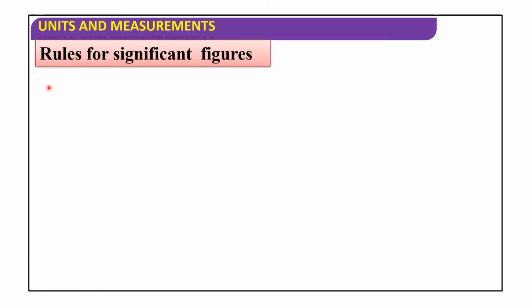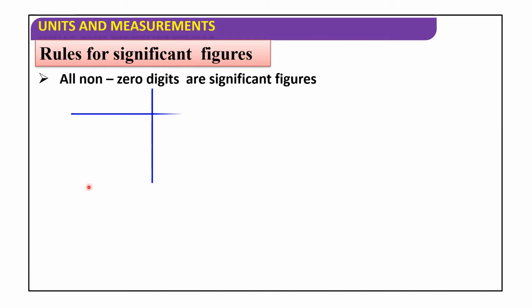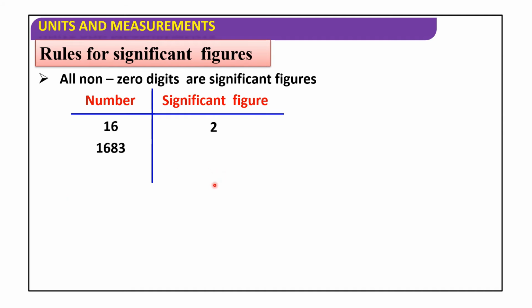Now discuss rules for significant figures. All non-zero digits are significant figures. See this table, number and significant figures. 16, 2, 1683. In this number, significant figures are 4 digits. Next one, 16,835. Significant figures are 5.